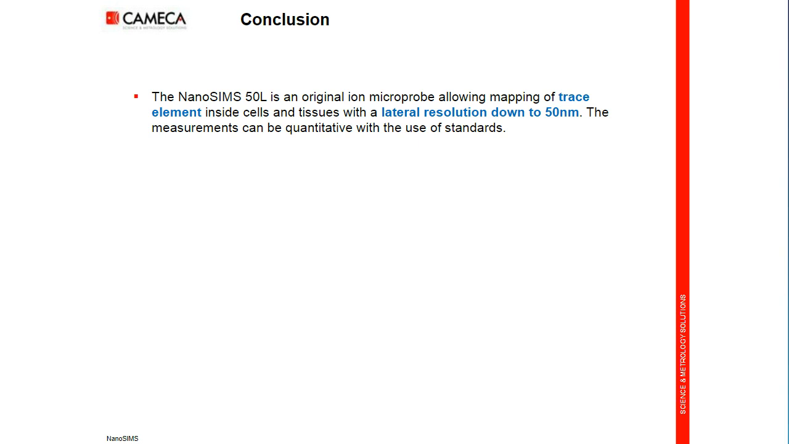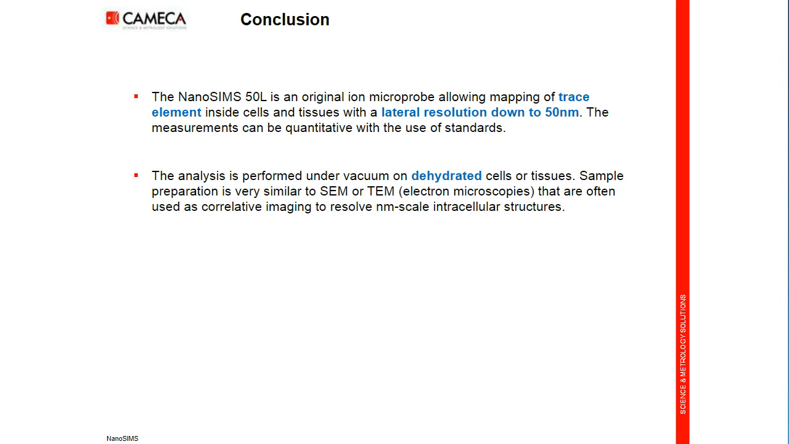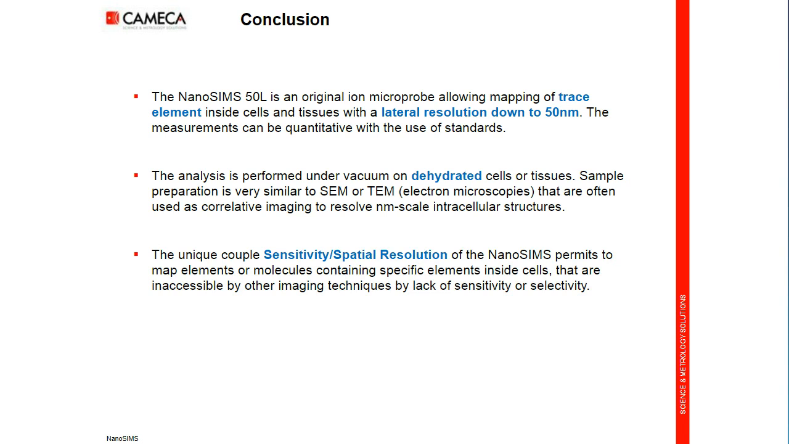Second point, the analysis is performed under vacuum, so on dehydrated cells or tissues. Sample preparation is very similar to SEM or TEM, electron microscopies, that are often used as correlative imaging to resolve nanometer scale intracellular structures. The unique couple of sensitivity and spatial resolution of the NanoSIMS permits to map elements or molecules containing specific elements inside cells that are inaccessible by other imaging techniques for lack of selectivity or sensitivity.